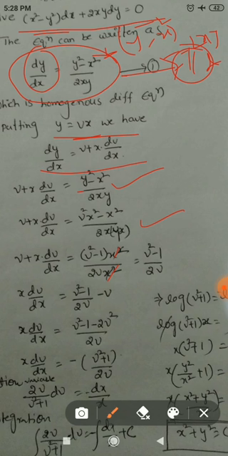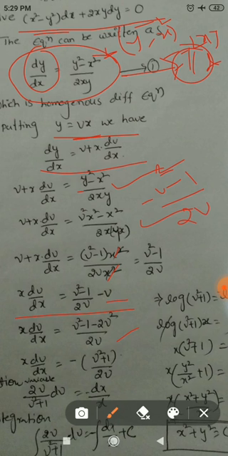Then next, there is plus v. If we transpose it to the right side, it is minus v. So we get x dv/dx = (v² − 1)/2v − v. Here we take the LCM, so we get (v² − 1 − 2v²)/2v. Here we have plus v² and minus 2v², so it is (−v² − 1)/2v. We take minus common, so after that it is −(v² + 1)/2v.